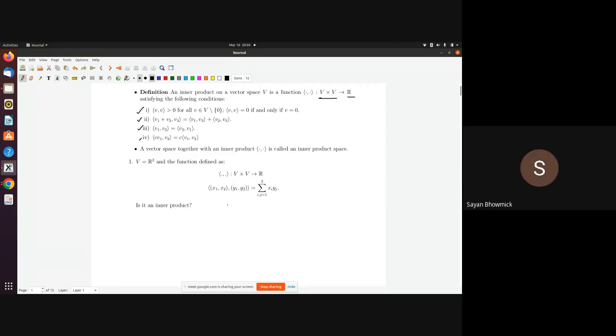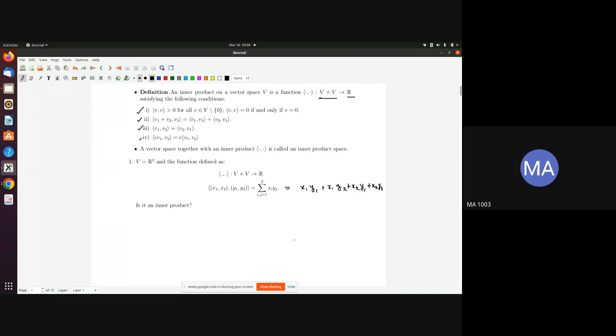The standard inner product has a summation over the same index. The sigma cannot take both i and j; it has to be either i or j. We cannot have cross terms, otherwise we end up with cross terms. Can you tell me what this term is? It is x1 y1 plus x1 y2 plus x2 y1 plus x2 y2.